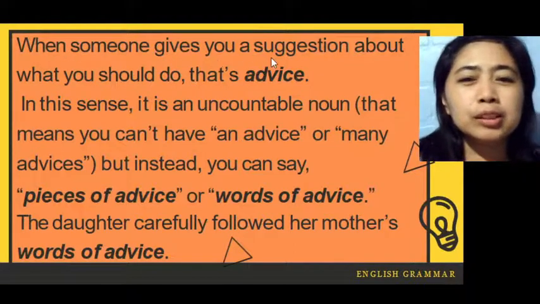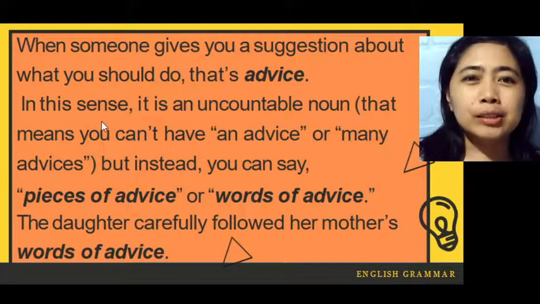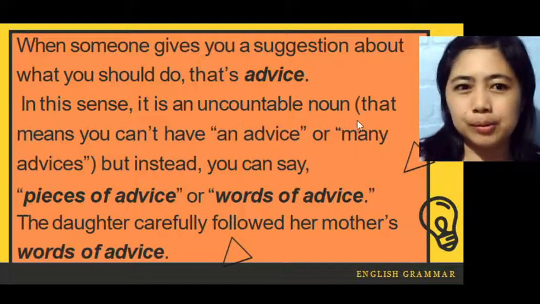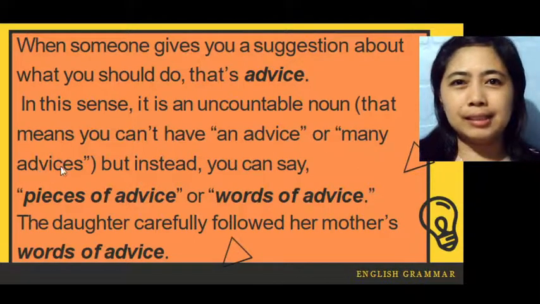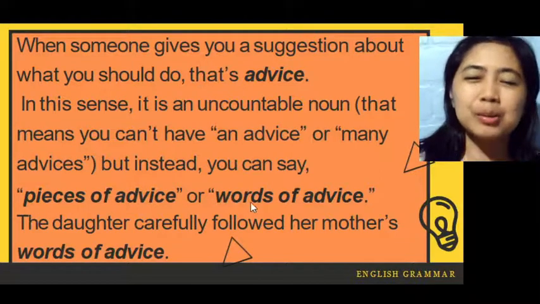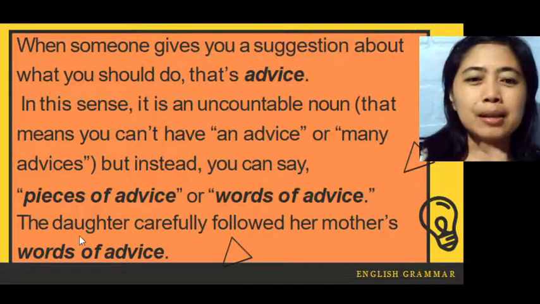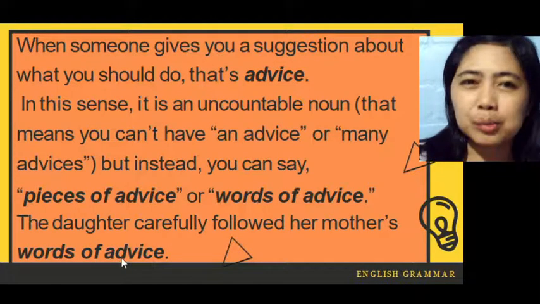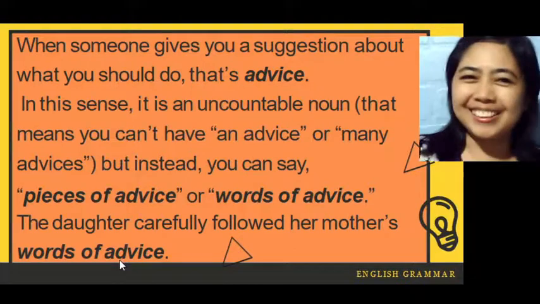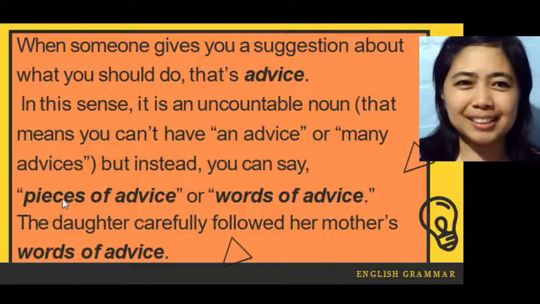When someone gives you a suggestion about what you should do, that's advice. In this sense, it is an uncountable noun. That means you can't say an advice or many advices, but instead you say pieces of advice or words of advice. So we have here the example sentence: the daughter carefully followed her mother's words of advice. We should all do that, following the mother's advice. Mothers know best, as they say.